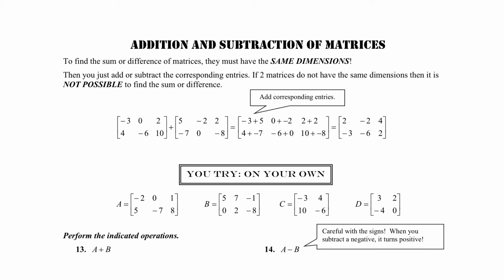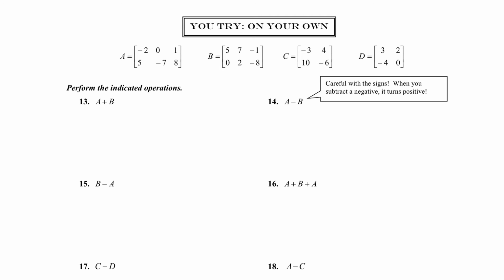So -3 plus 5, which you can see right here, is 2. And then 0 plus -2 is -2. And then 2 plus 2 is 4. So that's how you add and subtract matrices. Do keep in mind that if you subtract a matrix, you pay really careful attention to the signs. So let's look at 14 here. We've got A minus B.